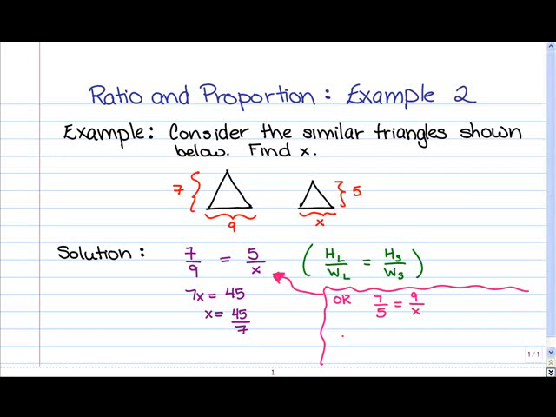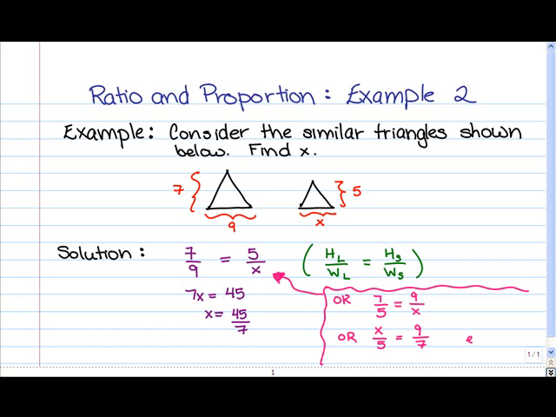over 7. Another alternative, if you'd prefer x to be in the numerator rather than the denominator, is you can compare the width of the small triangle, x, compared to its height, which is 5, and that has to be equal to what you get when you compare the width of the large triangle to its height. So all we've done is the exact same thing that we did originally, except rather than comparing height to width, we've compared width to height, and that puts x in the numerator.